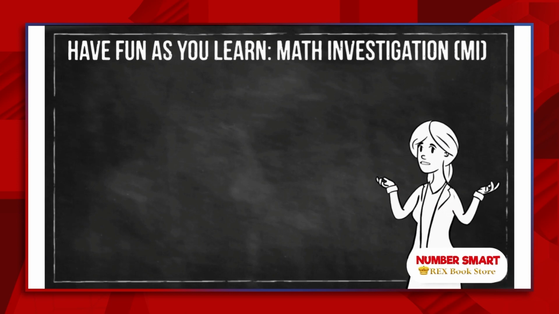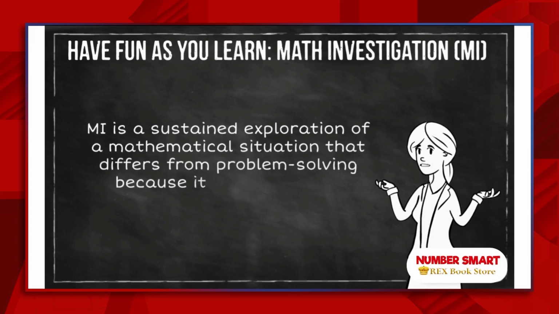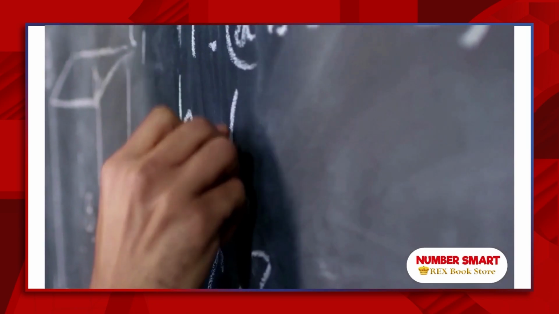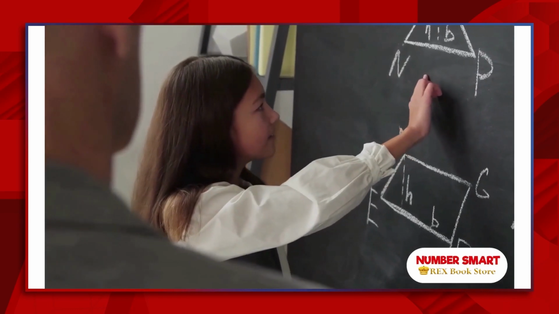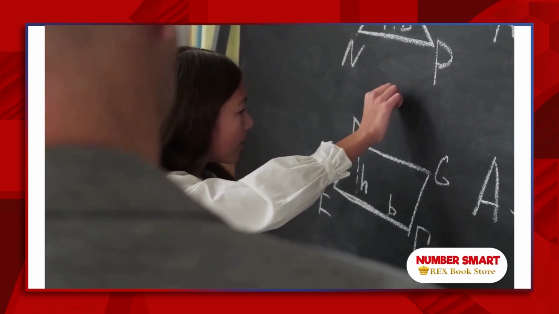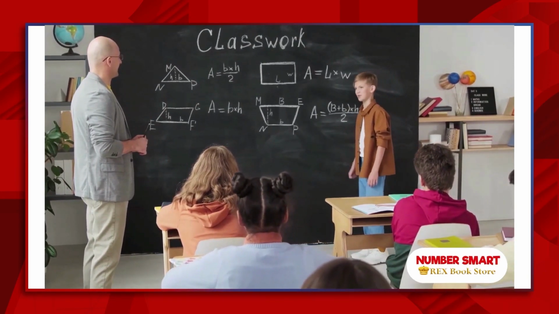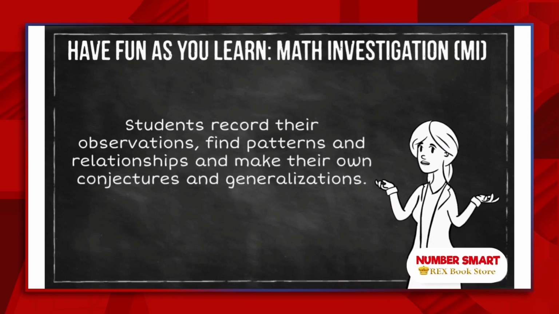or MI. MI is a sustained exploration of a mathematical situation that differs from problem solving because it is open-ended. While problem solving is a convergent activity aimed at arriving at a fixed answer, MI is a divergent activity where there are many ways to explore and analyze the mathematical situation. Students record their observations, find patterns and relationships, and make their own conjectures and generalizations.